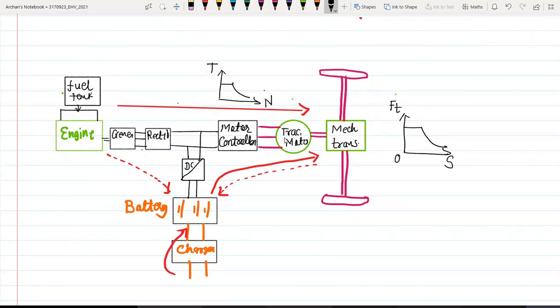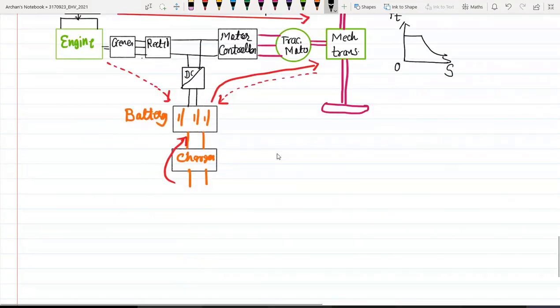Similarly, if I talk about the parallel hybrid electric drivetrain, then what will happen? If I talk about this battery, now this battery needs to be connected to the motor controller directly, right? And this engine needs to be directly connected to the mechanical transmission. So powertrain 1 will be connected parallel to the drivetrain 2. We are not going to draw the block diagram of this particular thing, but talk about some hybrid electric drivetrains.